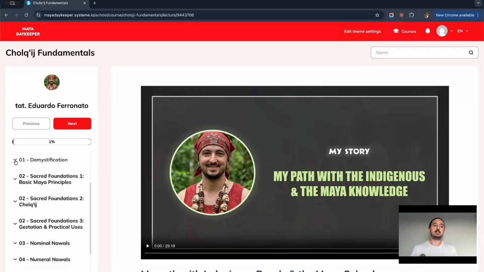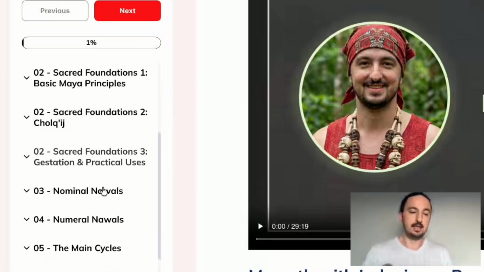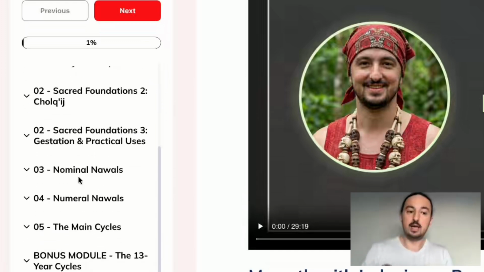And then we arrived at the main part of the course. I designed this course with 5 main modules. First one, Demystification. Second one, Sacred Foundations, which is divided in 3 parts. Third one, Nominal Nawals. Fourth one, Numeral Nawals. And the 5th one, the main cycles.